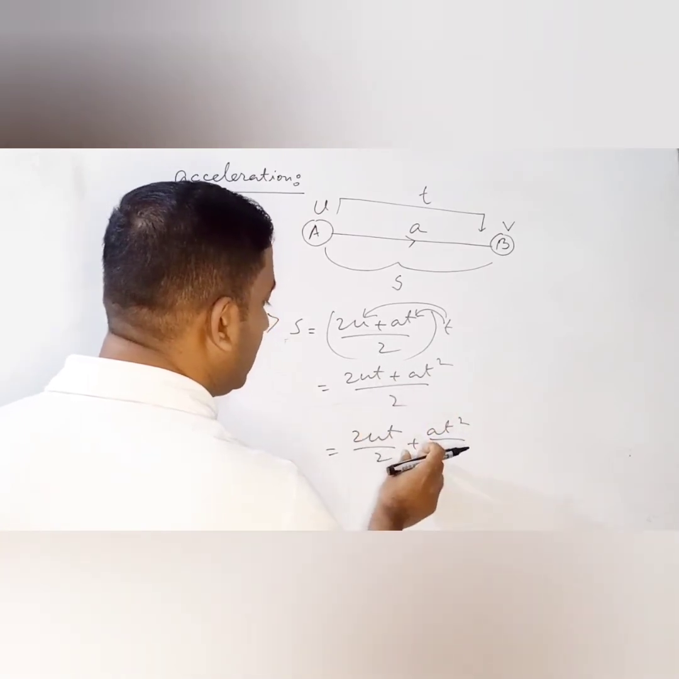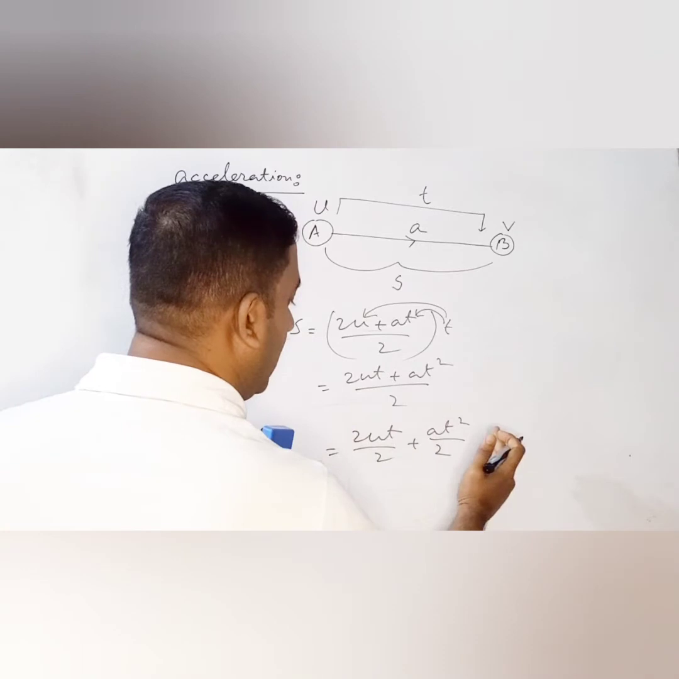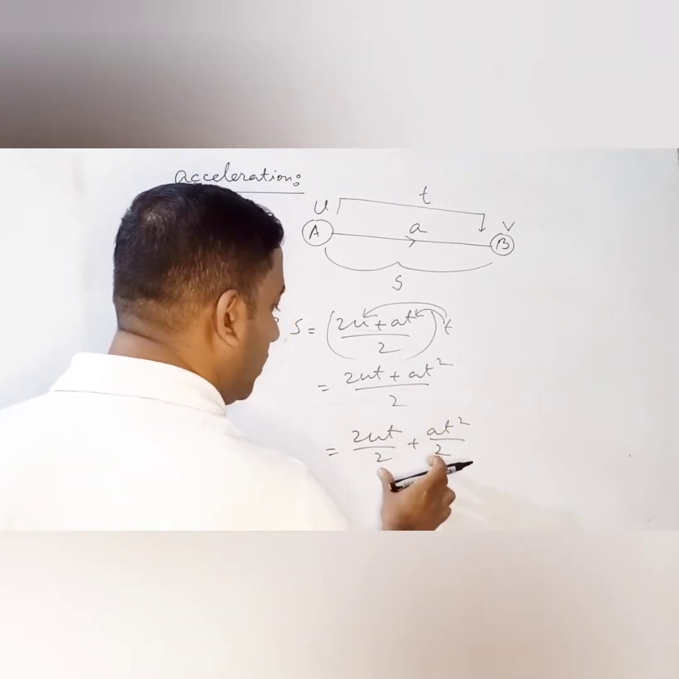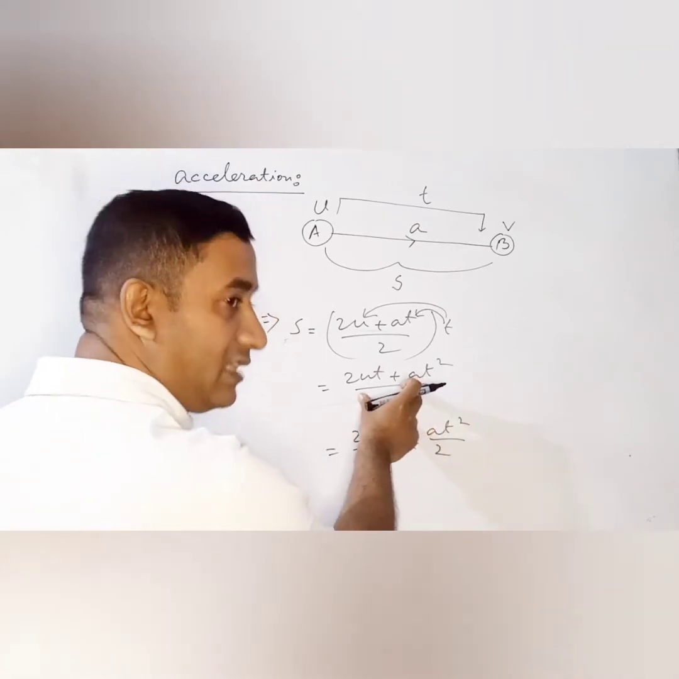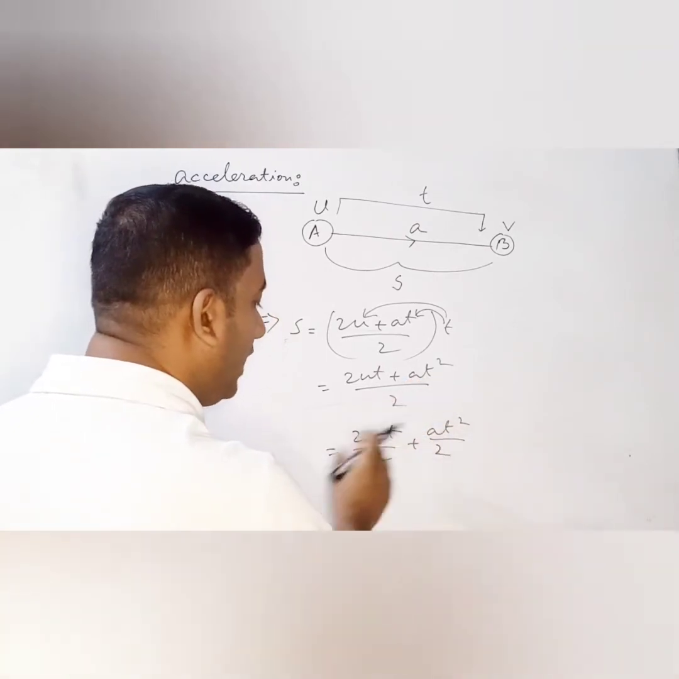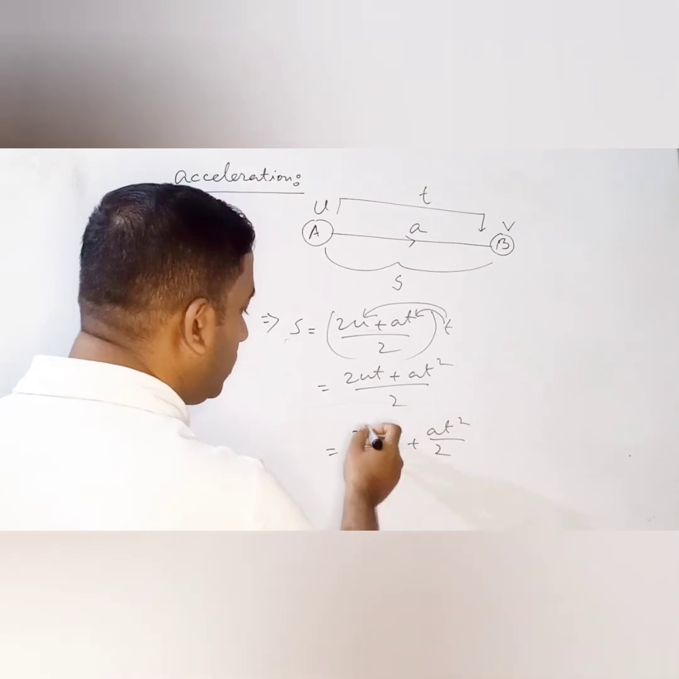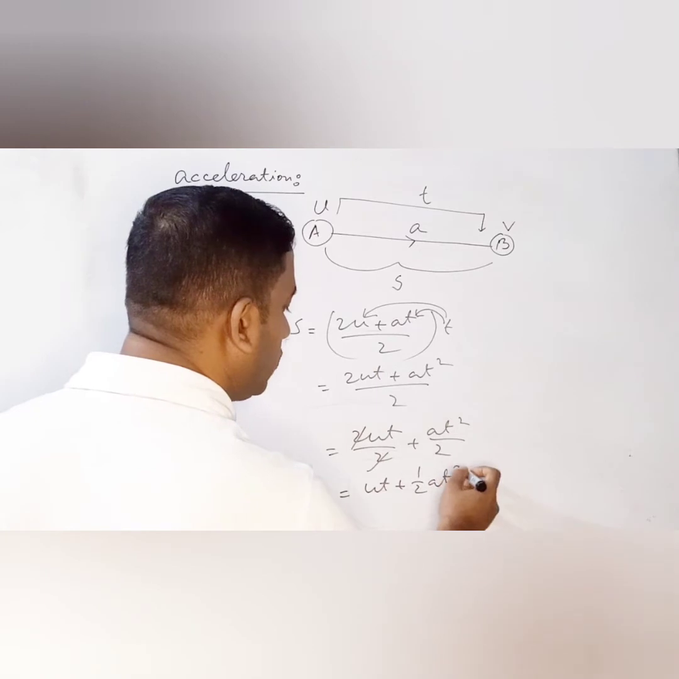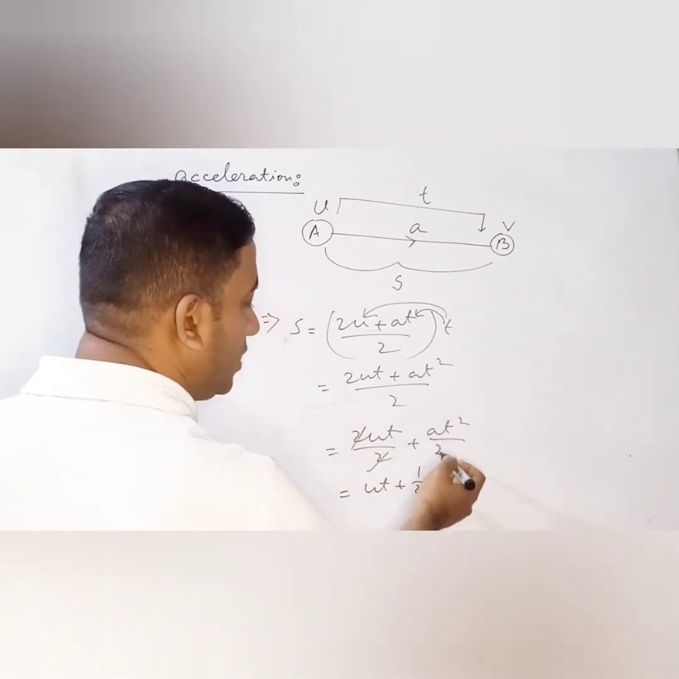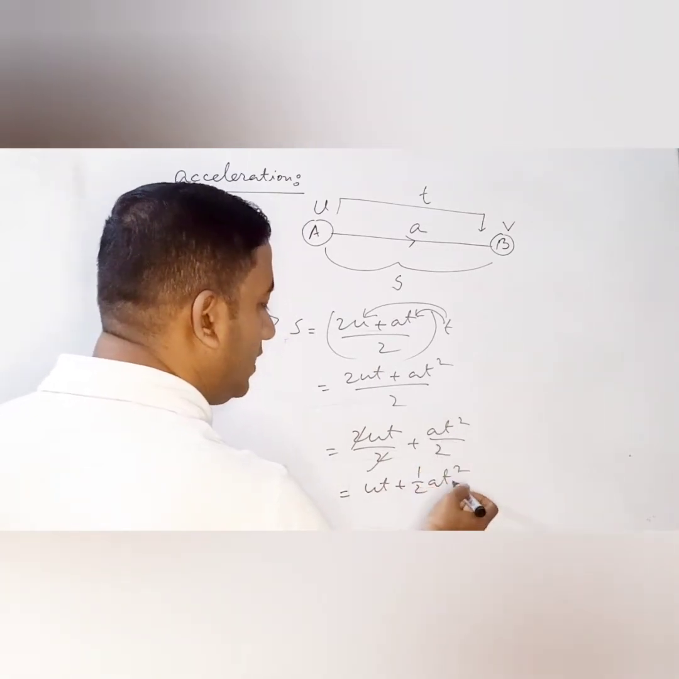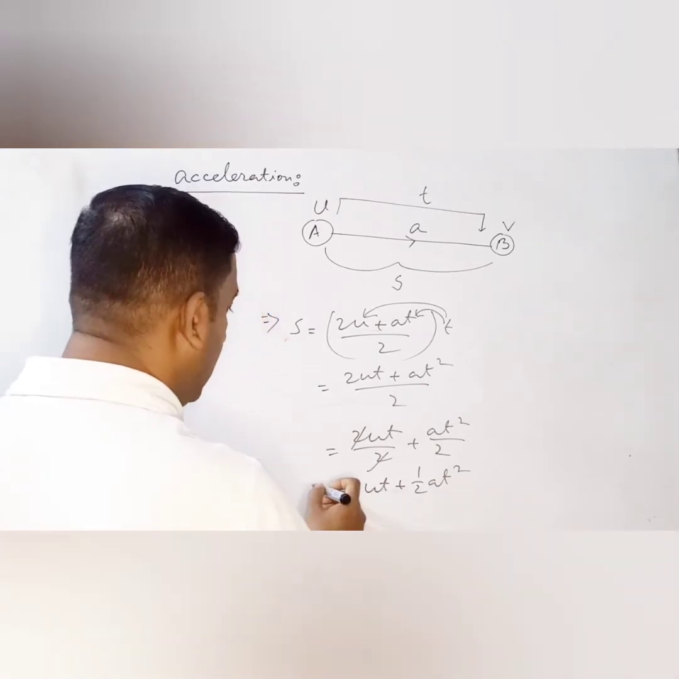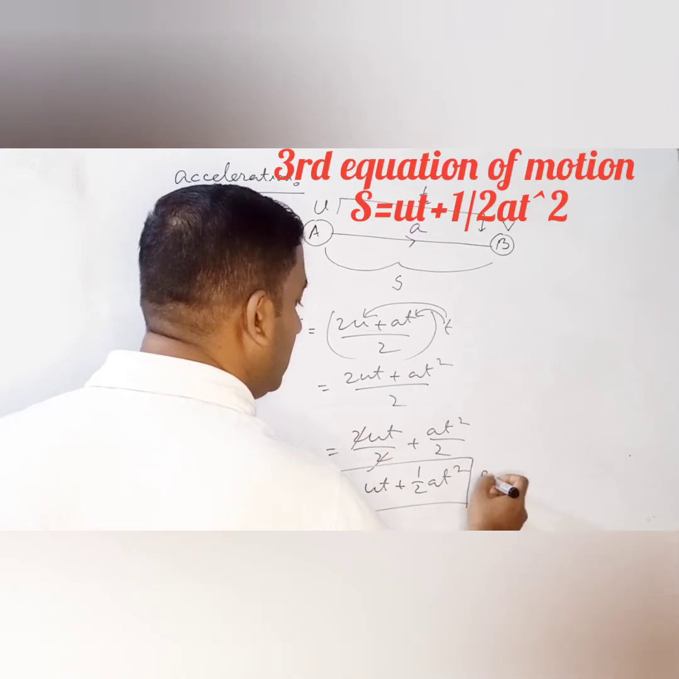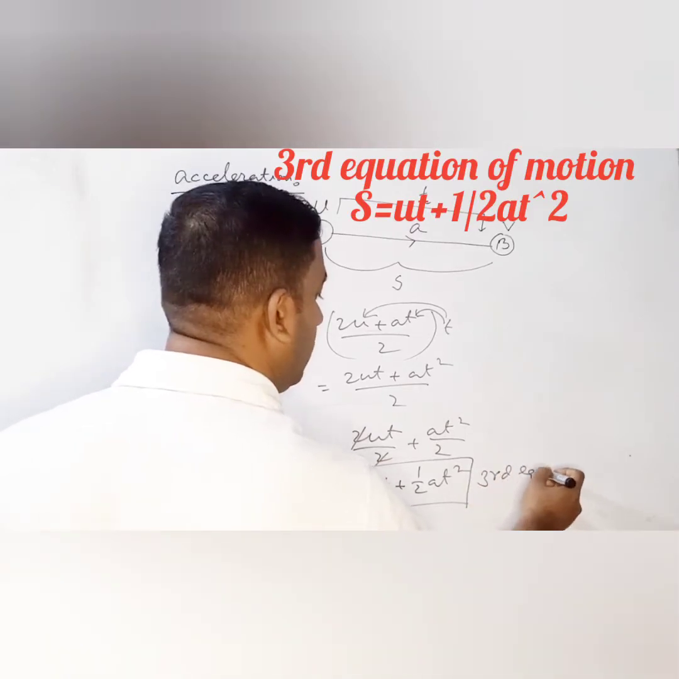As here is plus sign, so it will be decorated like that, because if we do LCM in this portion, then it will remain the same thing. That is why we may write this way. 2 and 2 vanish, so it will be ut plus half of at square. At square divided by 2 or half of at square, it is the same meaning. That is why s equals to ut plus half of at square. It is the third equation of motion.